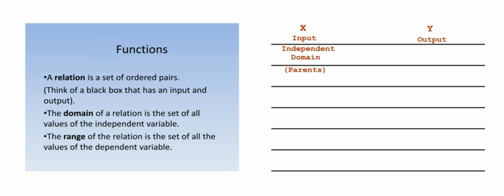On the other hand, Y is our output, our dependent variable, and the range as well. And the range is going to be used to describe Y, just like the domain describes X. So also for reference, keep in mind kids. What comes first? Parents, followed by kids. So input, your X value first, your output, kids, the Y value.